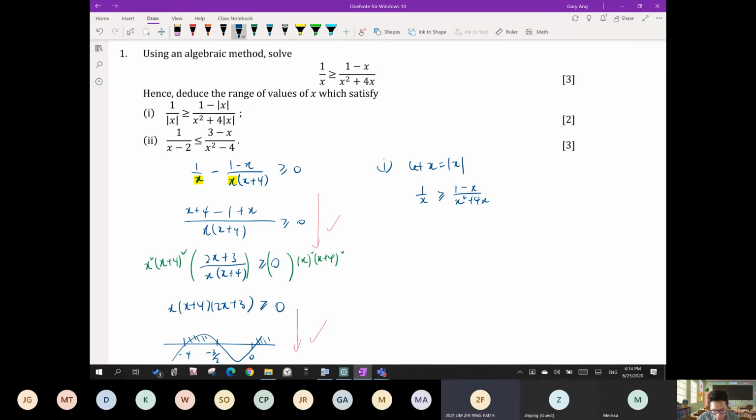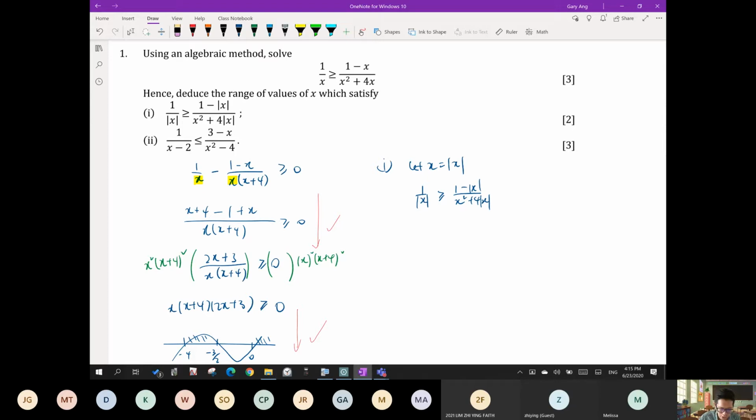So your original question, with the answer that we found, now we're going to let x be mod x. Everything is just going to be substituted. And there you go, you get the question. Now some of you may be a little bit puzzled. I hope not, but in case you are, you better know that x squared is the same as mod x squared. The mod is redundant, because whether you square or you don't square, you mod or you don't mod, it's going to be positive anyway. So this mod is actually pretty redundant.